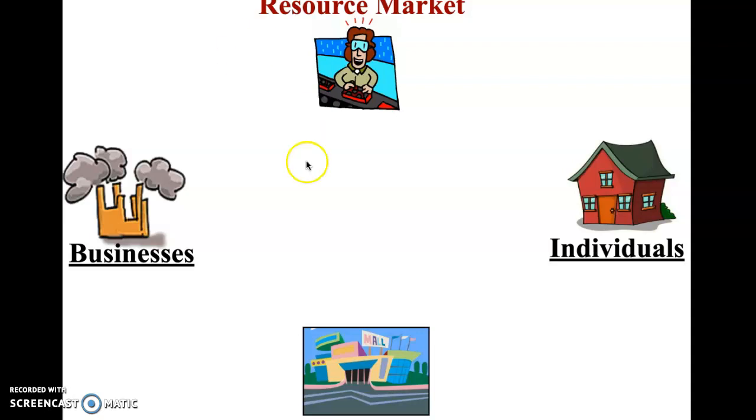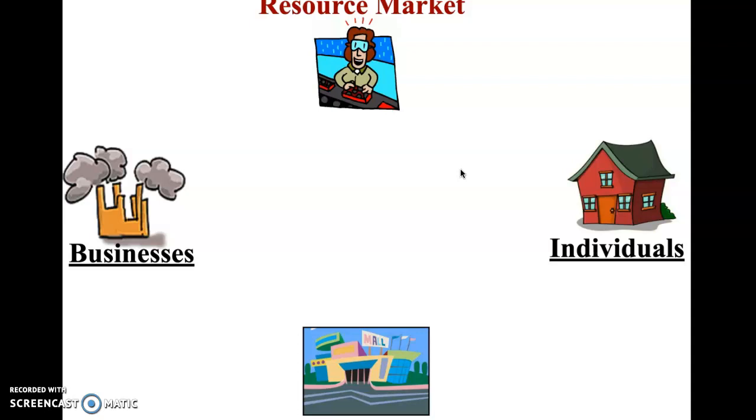Up and down there, you see the resource market and the product market. The resource market is also called the factor market. This is our land, labor, and capital. Today we'll focus on labor, but individuals also provide capital and land in the resource market as well.